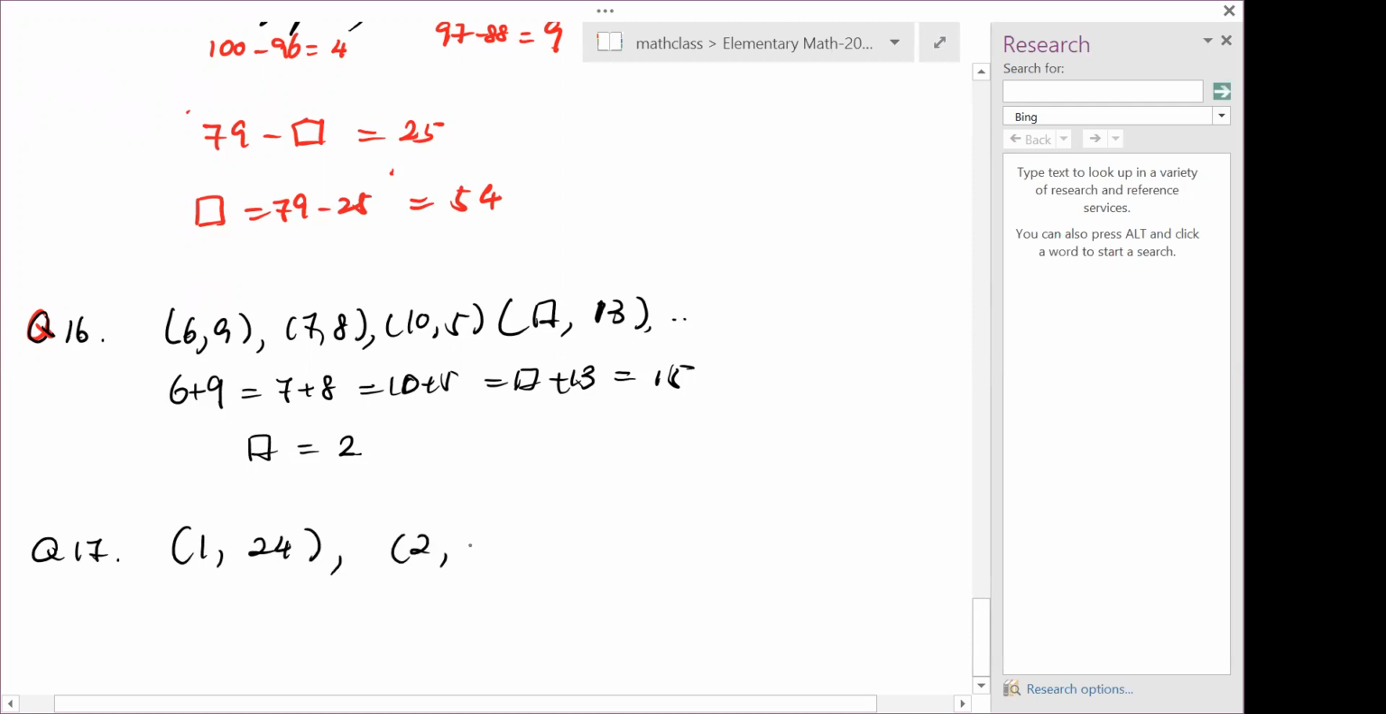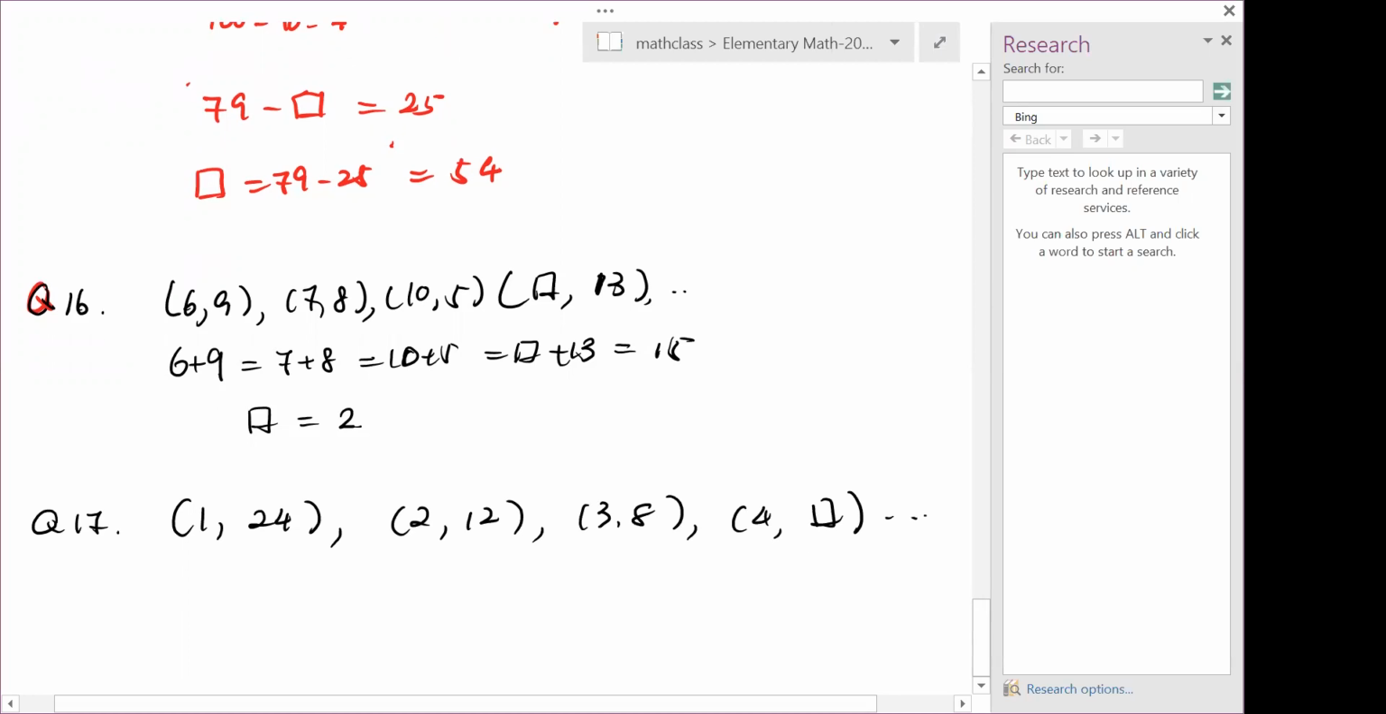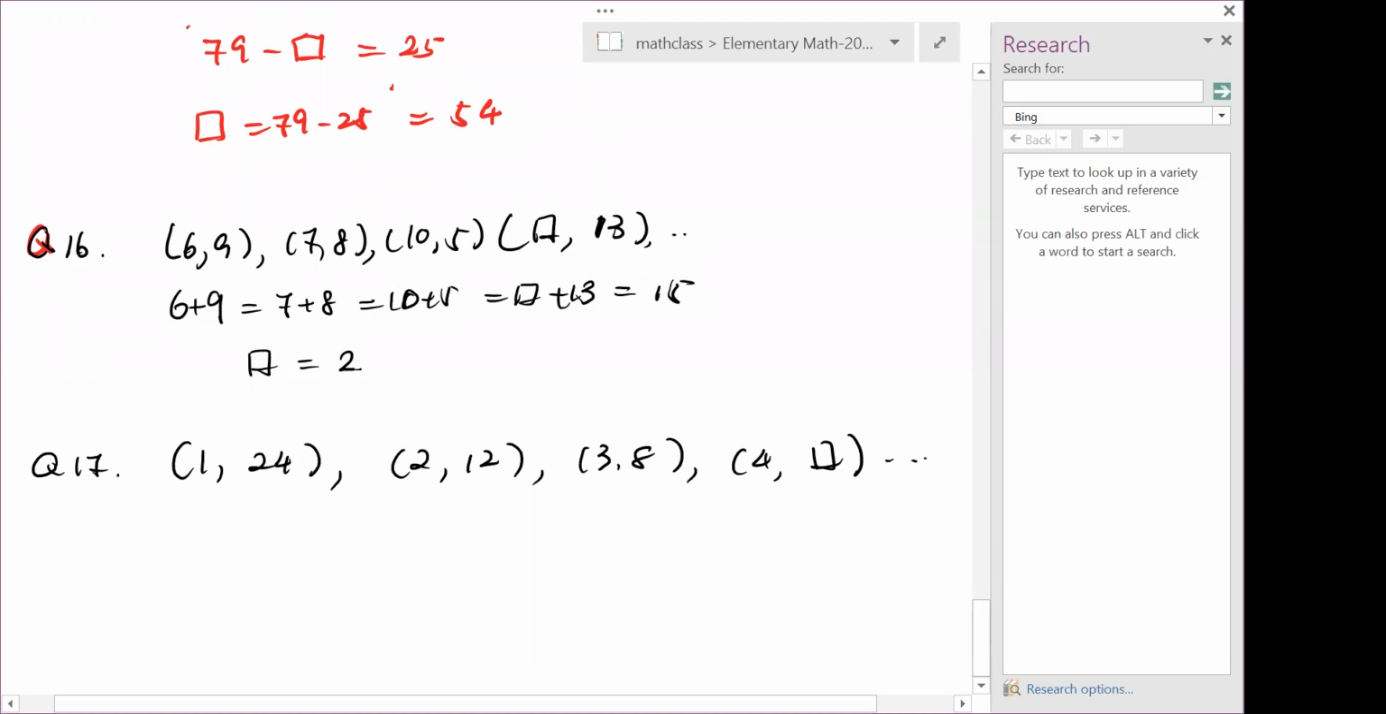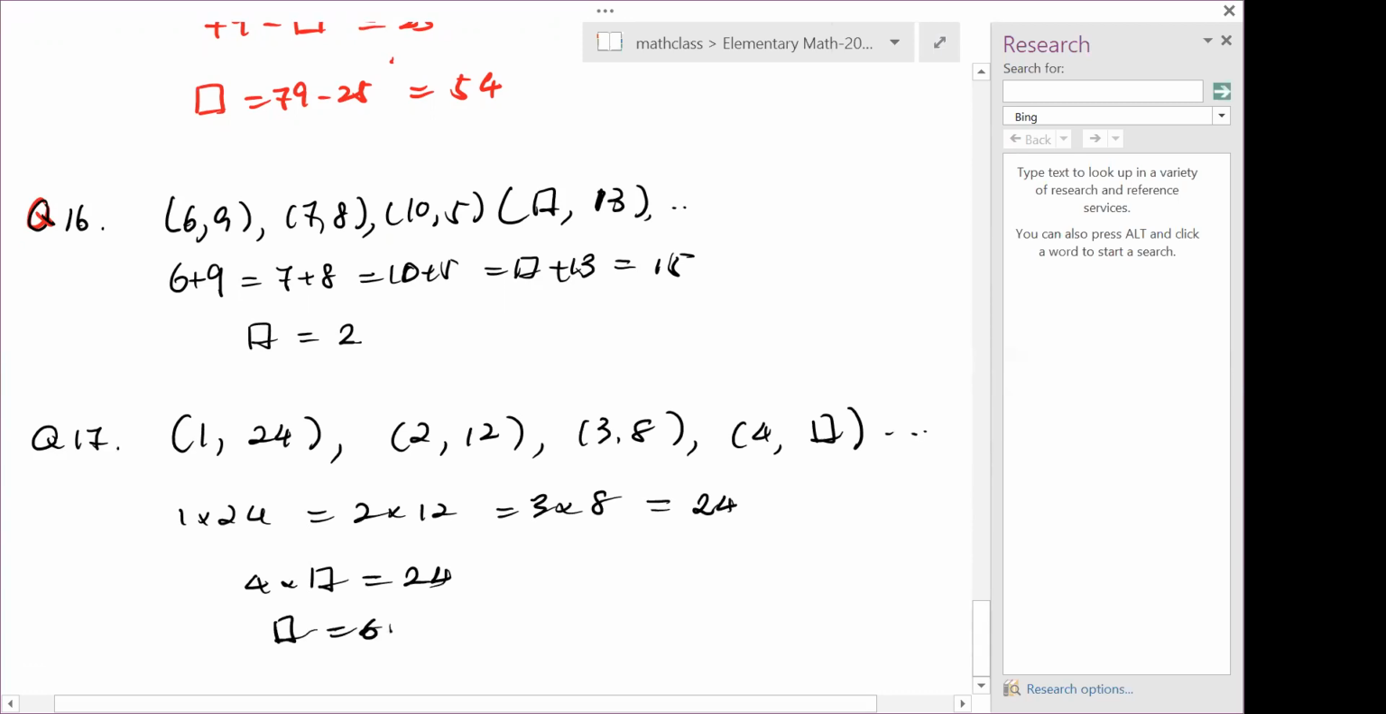Next: 1 and 24, 2 and 12, 3 and 8, 4 and that number. Of course you can try adding the two numbers together, but each pair gives you different sums. Maybe there's a pattern, but probably it's not working. I find that multiplication works, because 1 times 24 equals 2 times 12 equals 3 times 8, that is 24. So 4 times that number should be 24, and that number must be 6.